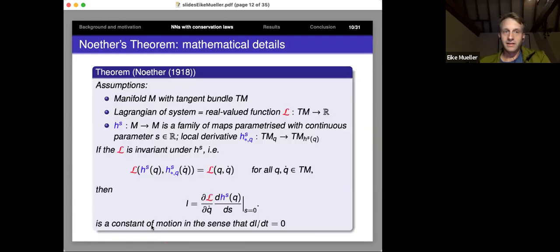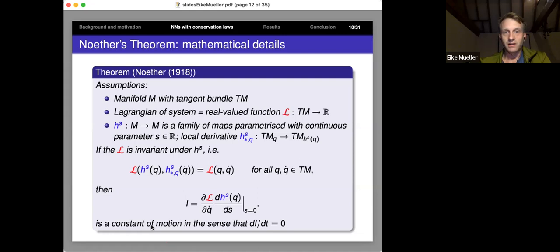Okay, so here's the theorem in more mathematical detail. We assume that the Lagrangian of the system is formulated on a manifold with a tangent bundle, and the Lagrangian is a function from this tangent bundle into the real numbers. This simply says that it takes as input the position and the momentum, and it gives us some real number. That's the Lagrangian. For this talk, I'm not looking at constraints. So you can always think of the manifold as just a d-dimensional space, and the tangent bundle is also d-dimensional space.